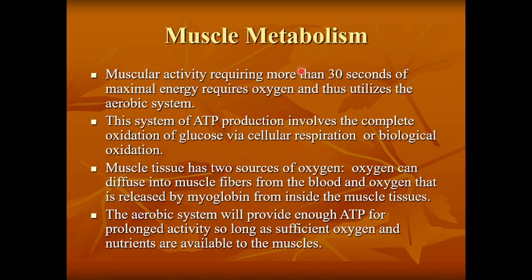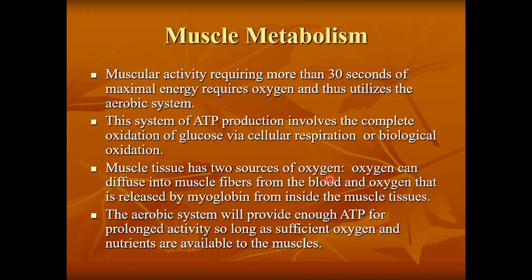If the muscle activity requires more than 30 seconds of maximal energy, then the body utilizes the aerobic system. This system of ATP production involves the complete oxidation of glucose via cellular respiration or biological oxidation.